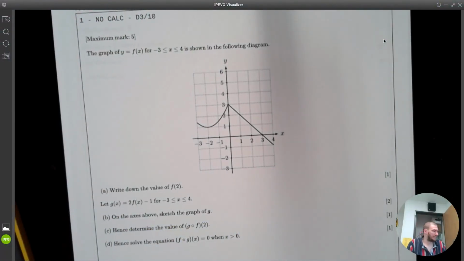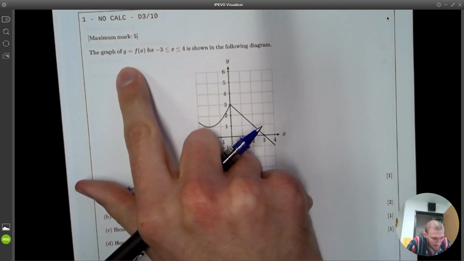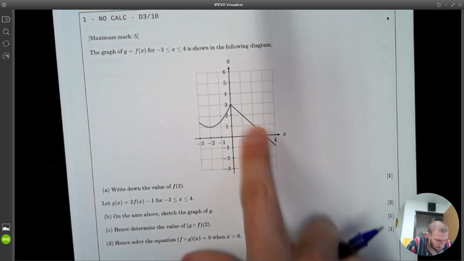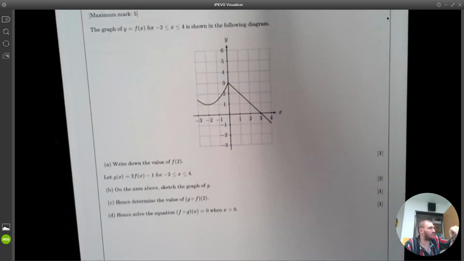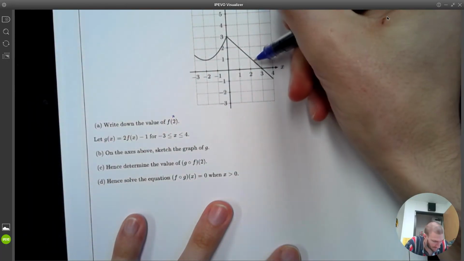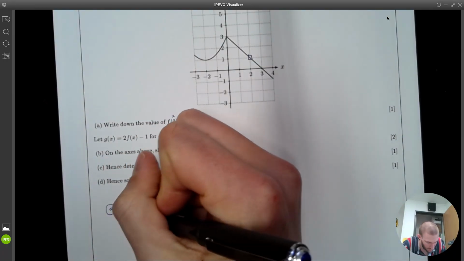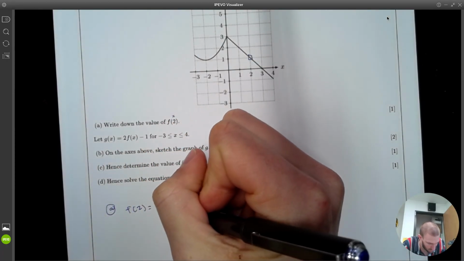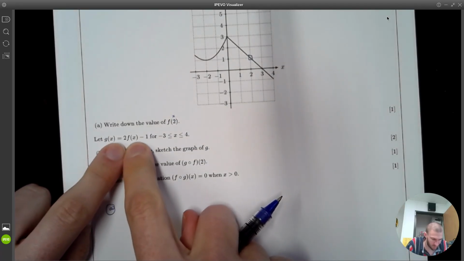What's up? Gonna look at this IB test here, reviewing the first two topics. Let this function from -3 to 4, write down the value of f of 2. All right, 3 points. We love this. F of 2, remember 2 is the x value, so that would be this location right here. So for part A, f of 2 is equal to 1. 1 mark for sure.